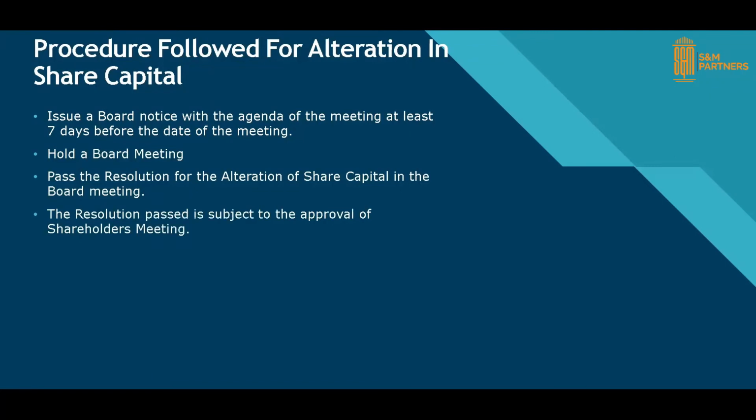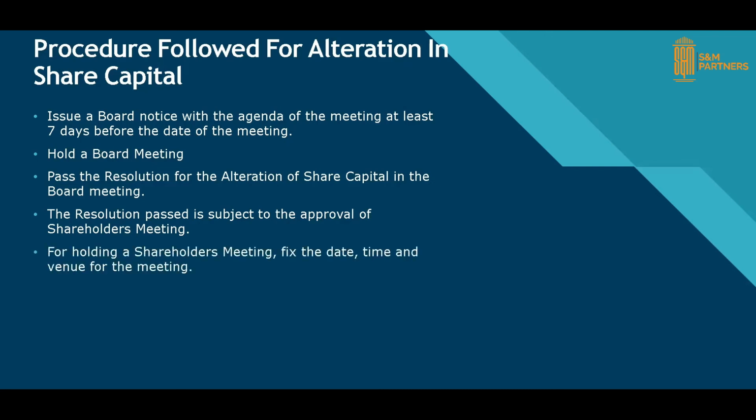Then the resolution which is passed is also subject to the approval of shareholders. If the shareholders do not approve of such alteration, then such alteration cannot be carried out. So shareholders' approval is very, very necessary when you want to alter your share capital. The resolution which is passed in the board meeting also has to be approved in the shareholders meeting, and if the shareholders agree to such alteration, then the further steps are to be followed.